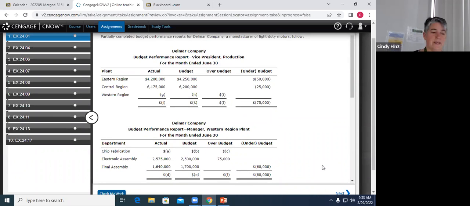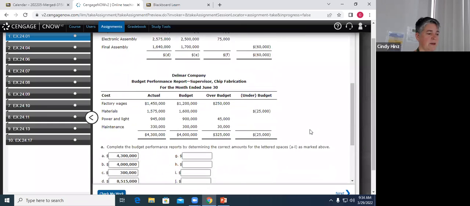So now we've done the analysis of the costs that come under the manager of the Western Region plant's direct control. Again, these are cost centers, so we're only talking about expenses, not revenues. And then we roll that piece up to the budget performance report for the vice president of production, who has responsibility maybe for the entire country, Eastern, Central, and Western regions. And so we're now going to be rolling the totals from the Western region up to the Vice President of Production's report. So G is going to be the same as D, H will be the same as E.